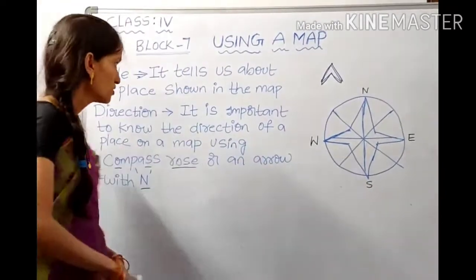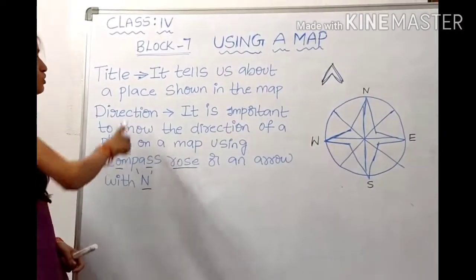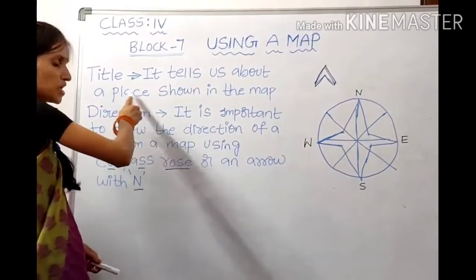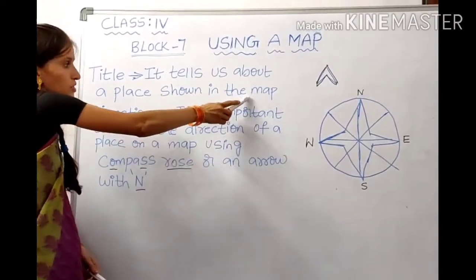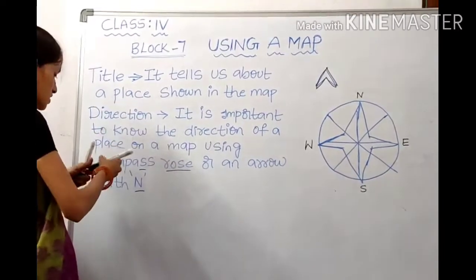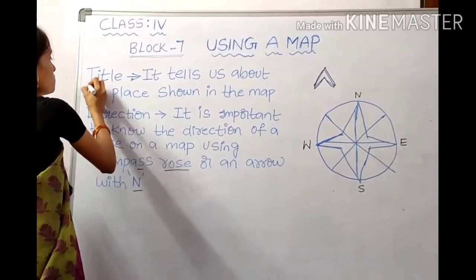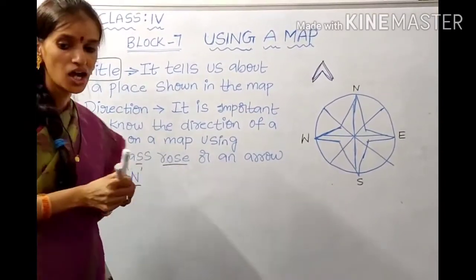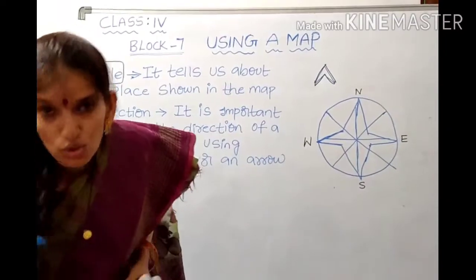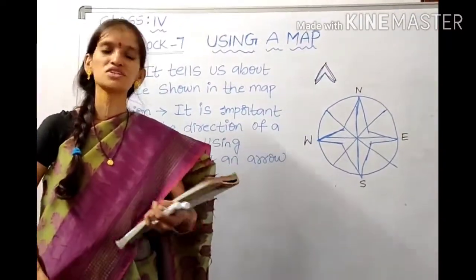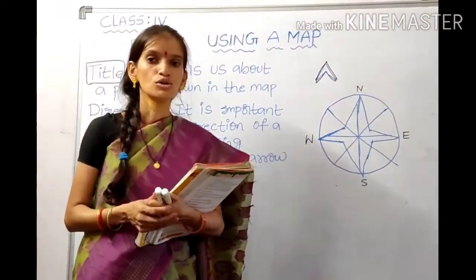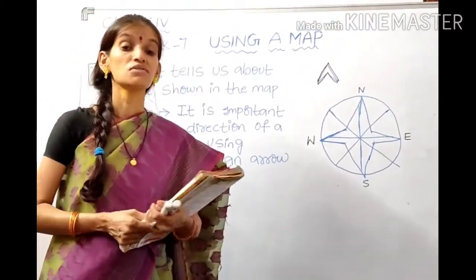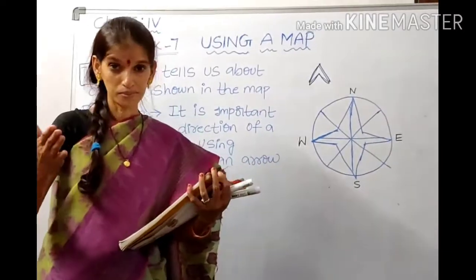So first we take the title. What does a title tell? It tells us about the place shown in the map. For example, I have said that your father is going to take you to Taj Mahal, which is in Agra. So which map does he refer to? He will refer to the Uttar Pradesh map.